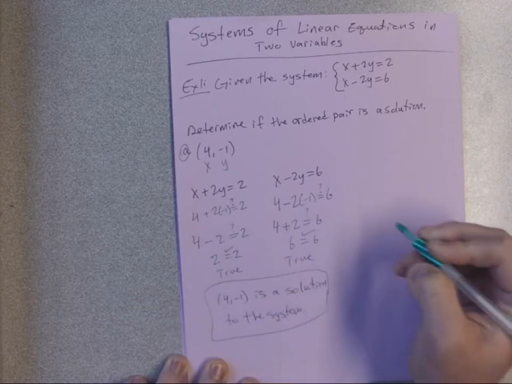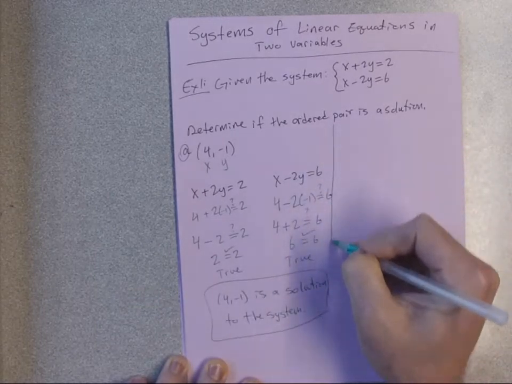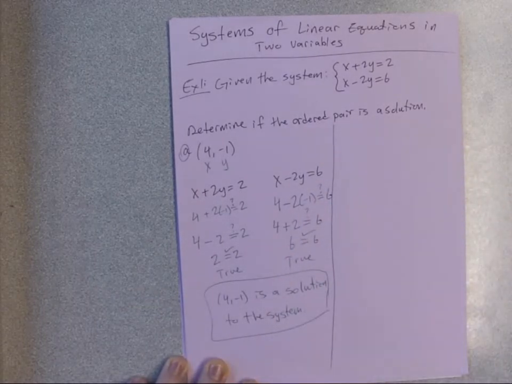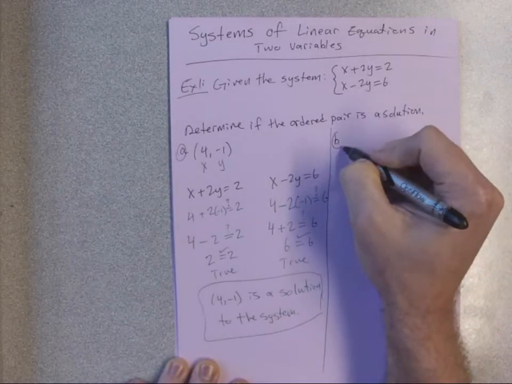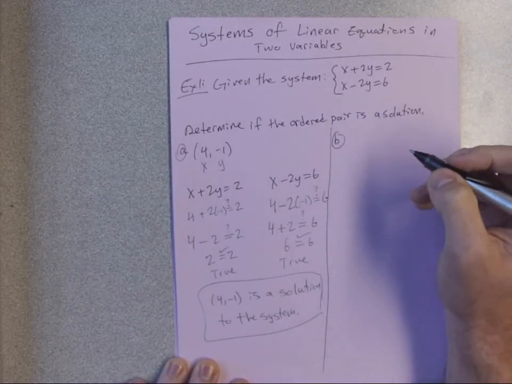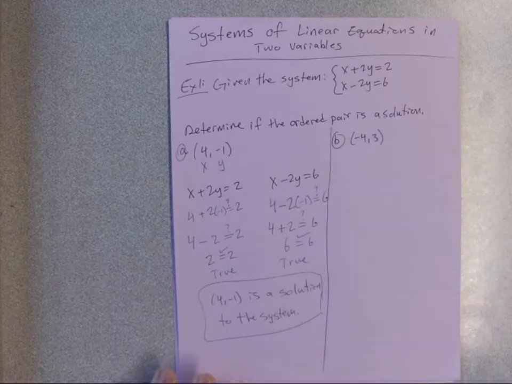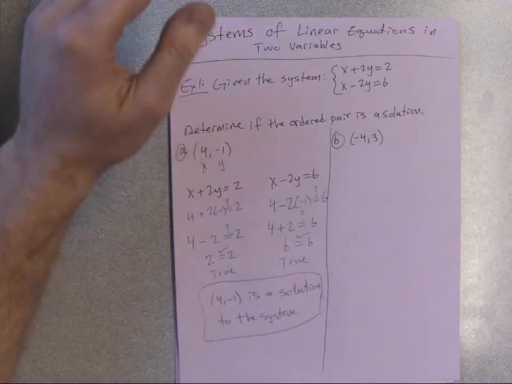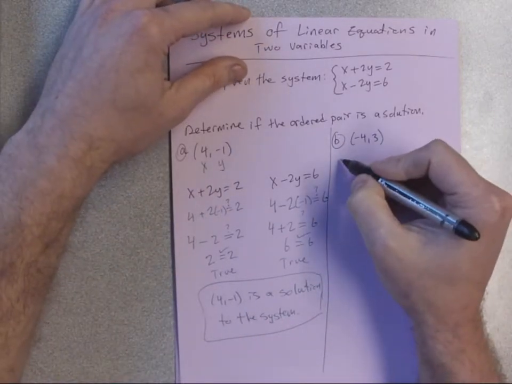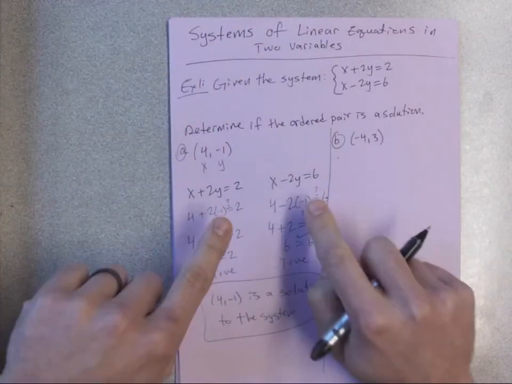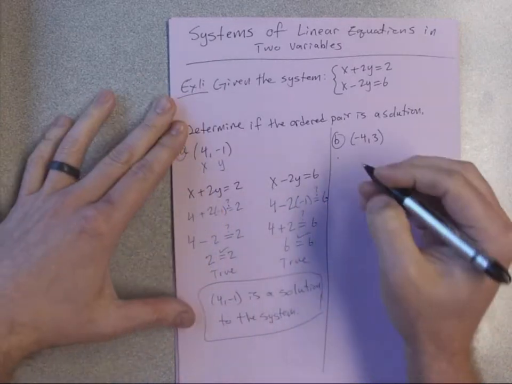So now let's look at another example, part B. What about negative 4, 3? And I encourage you to work this by yourself. Alright, I'm going to go ahead and go here. So I'm going to do the same thing. I'm going to work both of these equations.